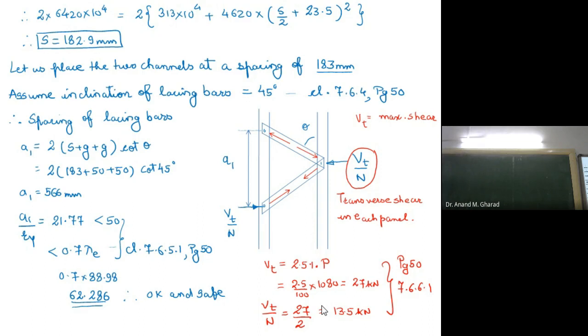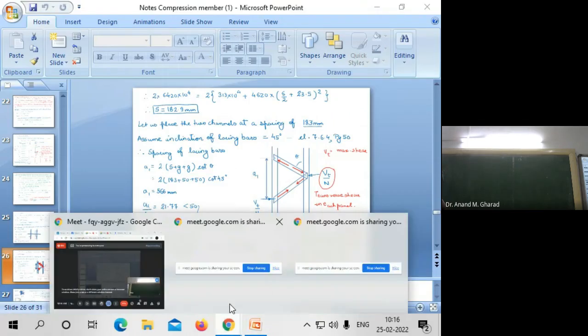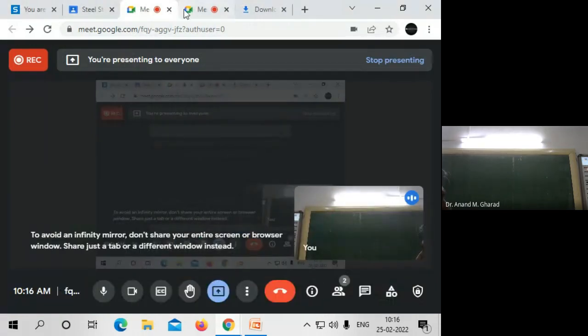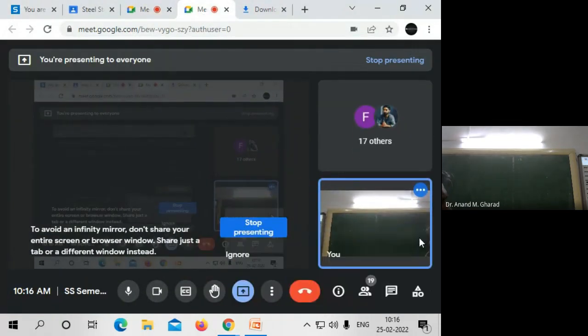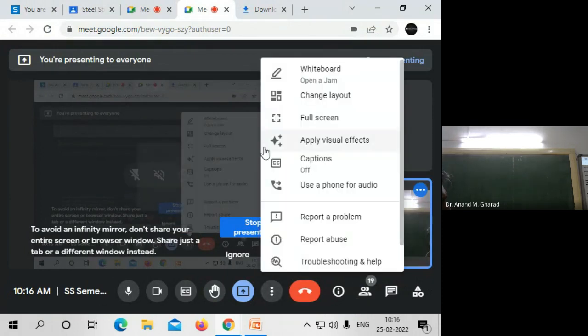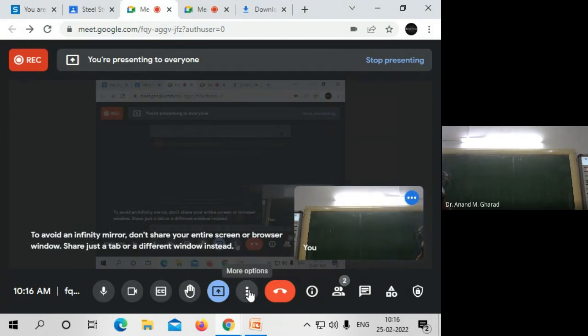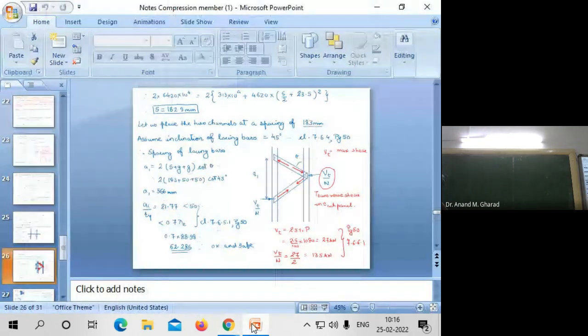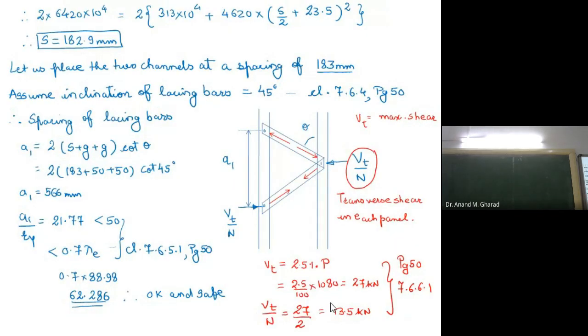ठीक है, we will start. Sir, recording. शुरू है recording. It is getting recorded. Very good, sir. ठीक है.